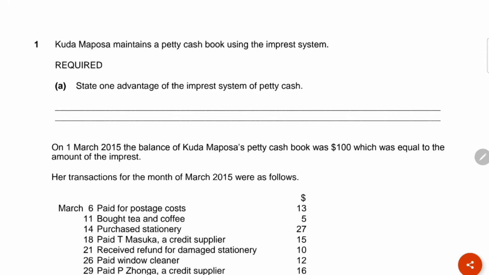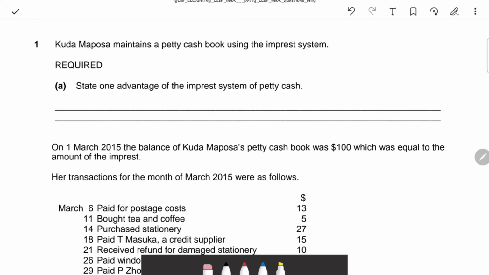So what is an imprest system? An imprest system is simply just a small payment that is usually given to the business whenever you're doing these small day-to-day expenses. It's just the amount that is kept aside, and you have to bring down the balance usually for this. Now the first question is telling us to give an advantage of this imprest system. So let's have a look at this.